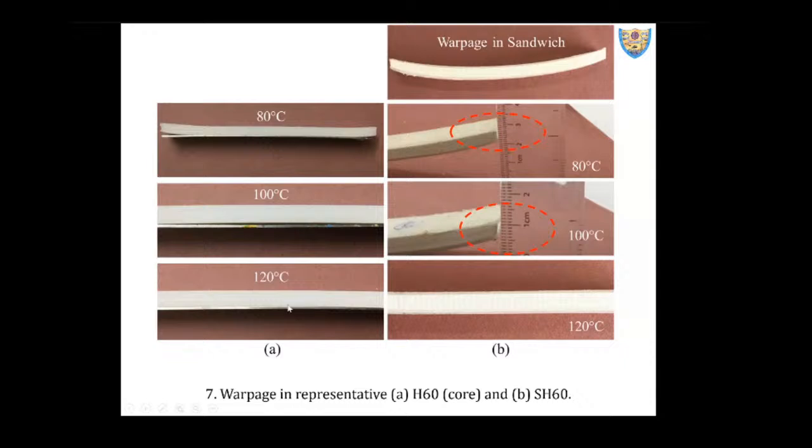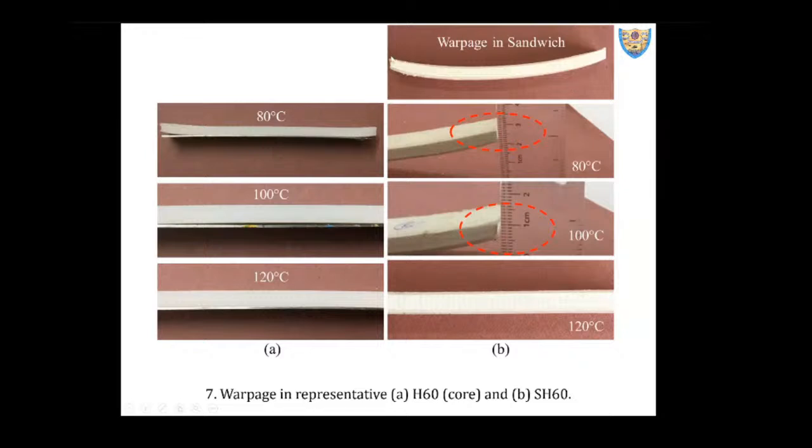During printing, nothing happens. Absolutely nothing happens. Once the printing stops, the complete sandwich bends like this. Now you can see 30 millimeters from the table level. 30 millimeters is the warpage, and it is nothing but printing, I would say, in other words, printing of a curved panel.